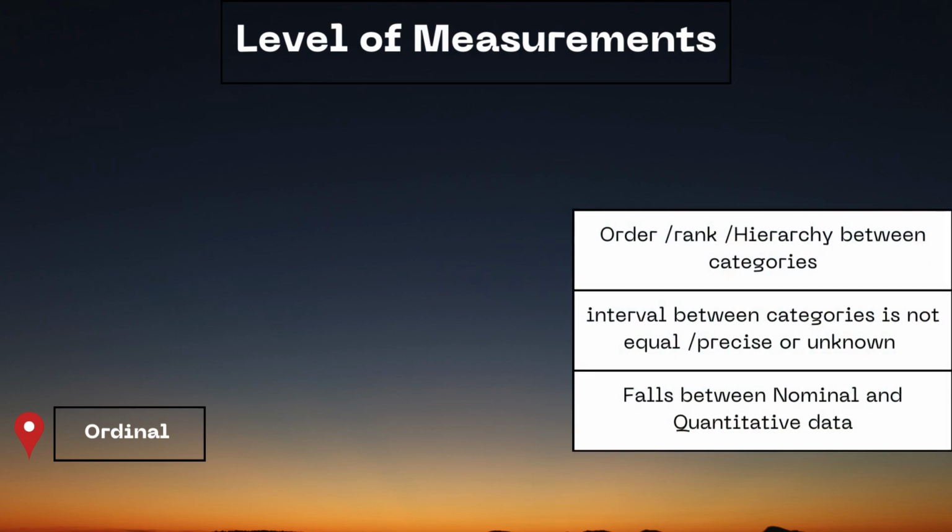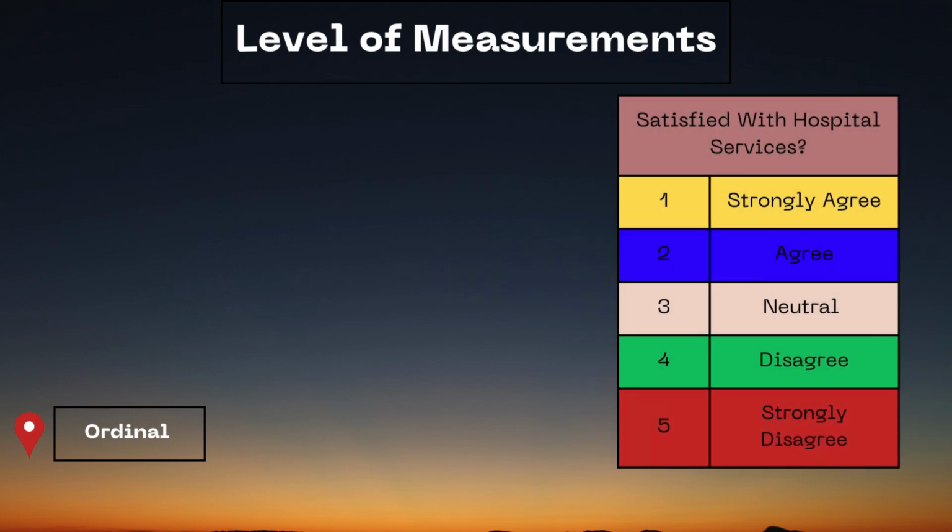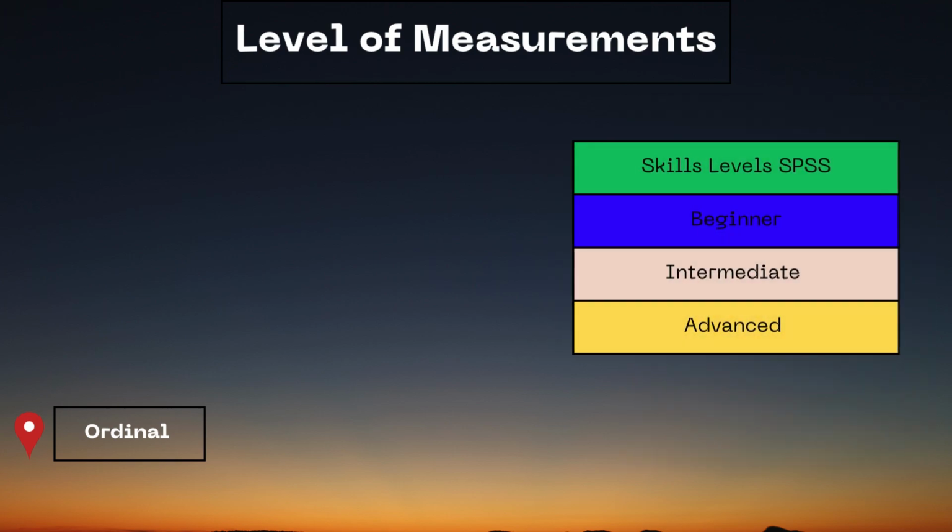Ordinal data consists of categories that have an order, hierarchy, or rank. It falls between nominal data, which lacks order, and quantitative data. The key distinction is the interval between categories of an ordinal variable is not precise or is unknown. For example, in a 5-point Likert scale measuring satisfaction, ranging from very satisfied to very dissatisfied, the difference in satisfaction between each level is not consistently equal.